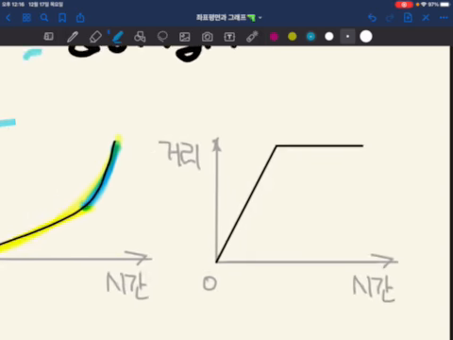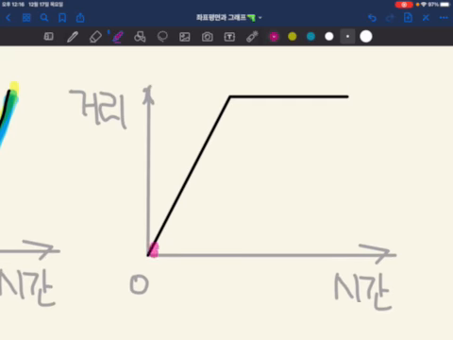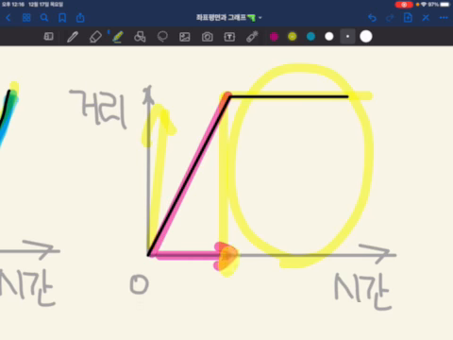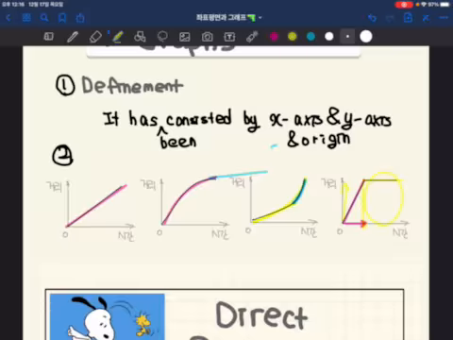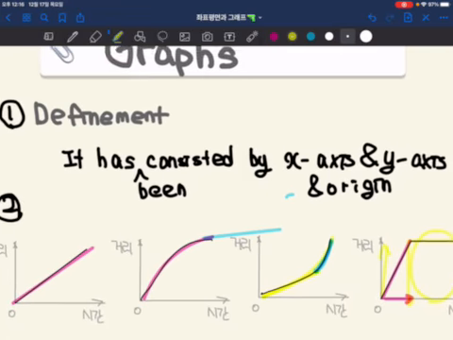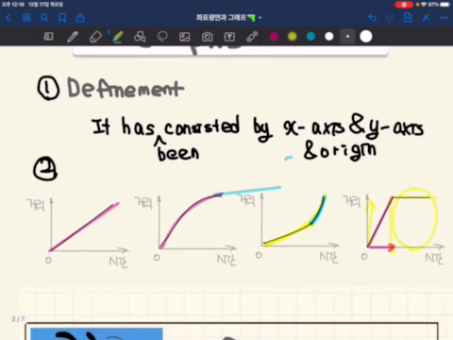And now to talk about here, as time goes, the distance is increasing. However, it has a constant value when the time passes from here. So we have looked at these types of graphs and how to interpret them.